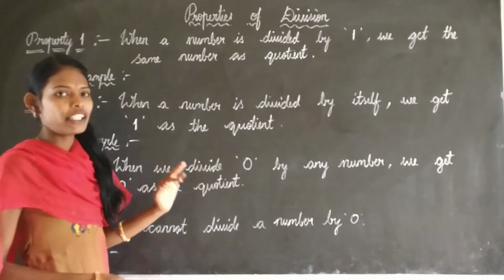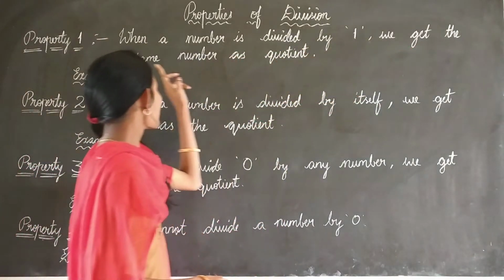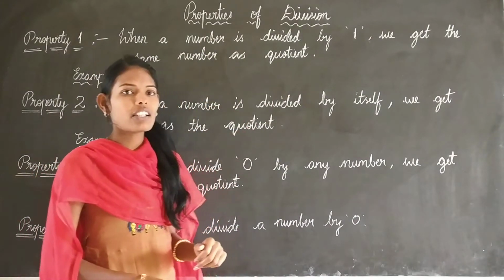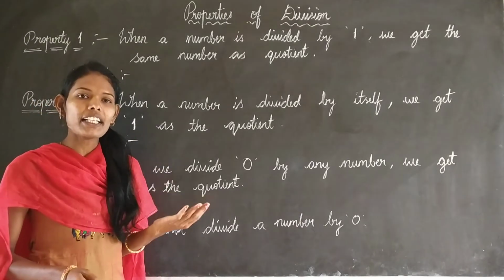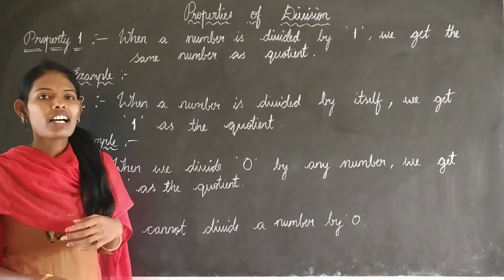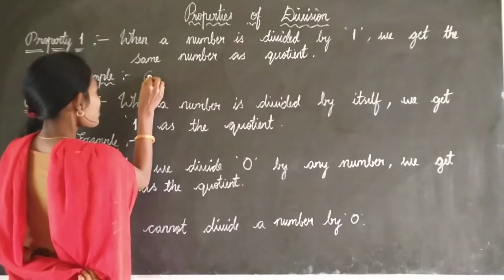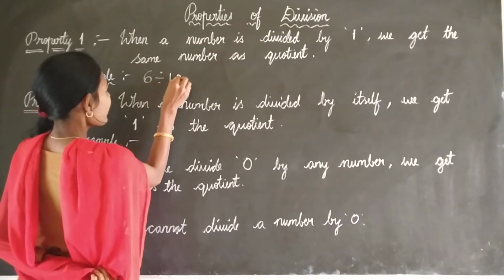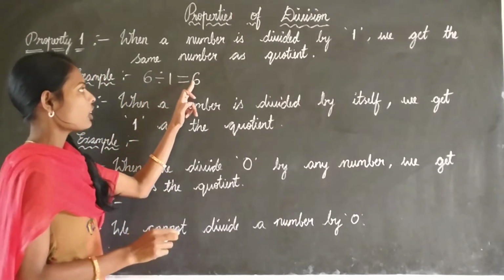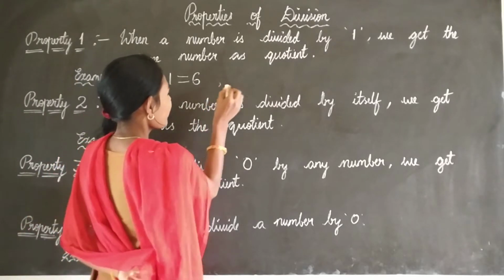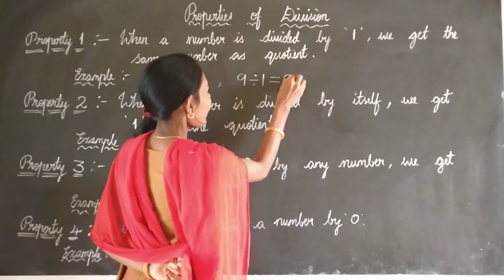See the first property here. When a number is divided by 1, we get the same number as quotient. Let's see the examples. For example, 6 divided by 1 is equal to 6. And 9 divided by 1 is equal to 9.